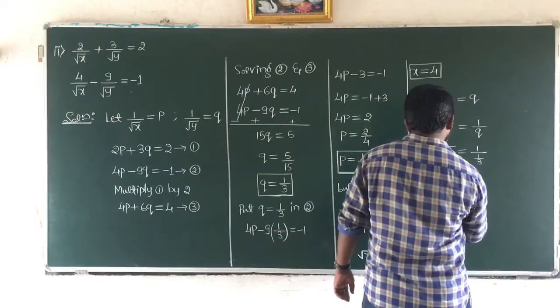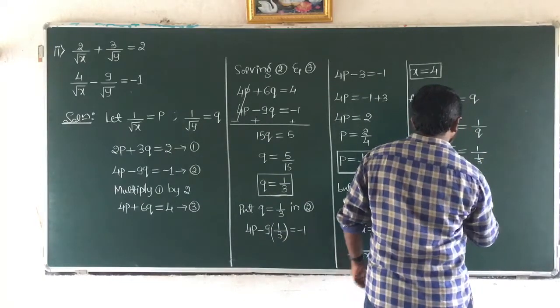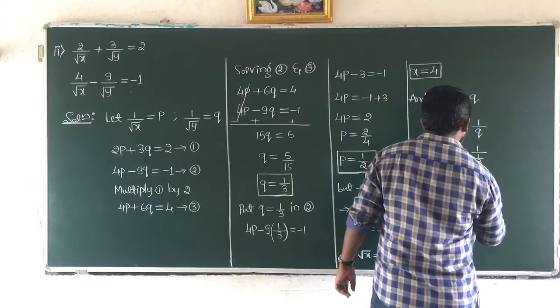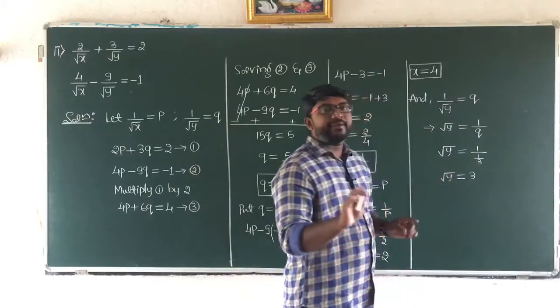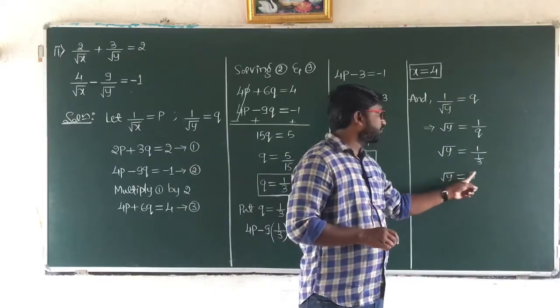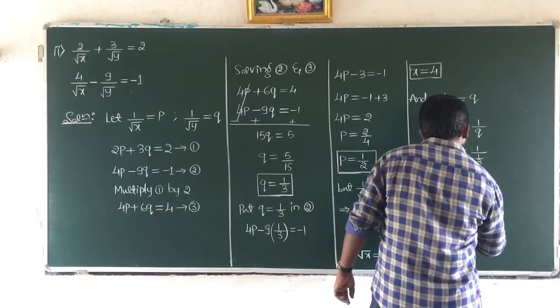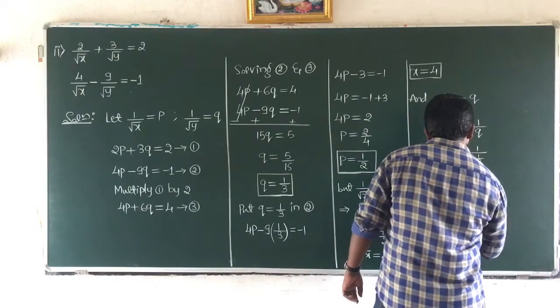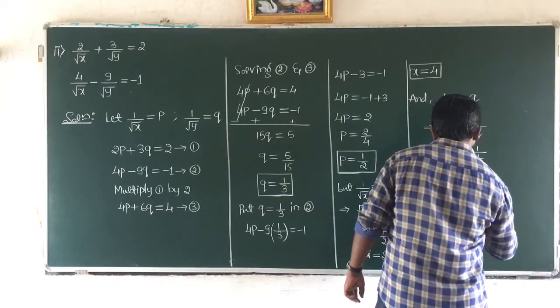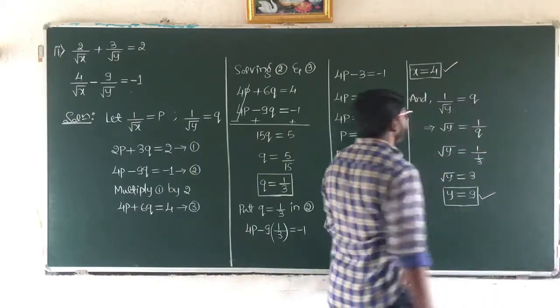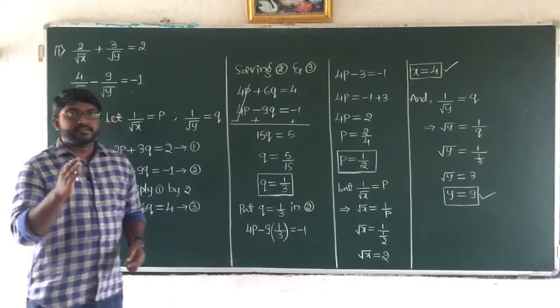Now root y is equal to, this 3 goes to the numerator, it becomes 3. Now we want only the value of y, square on both sides, square and root get cancelled, we get only y. So here 3 square will be 9, this is the value of y. So we have got both the values of x and y. So this is all about the second sub question.